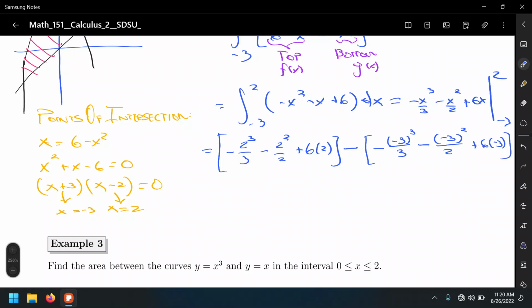Well, I'm thinking the first group of parentheses is no big deal. It's really not that bad. So that's going to be negative 8 over 3. So 2 cubed, which is 8, over 3. Let's leave it at 8 thirds. And 2 squared, which is 4, 4 over 2, that's 2. 6 times 2 is 12. All right, that's the first group of brackets. I've just turned it into parentheses this time.